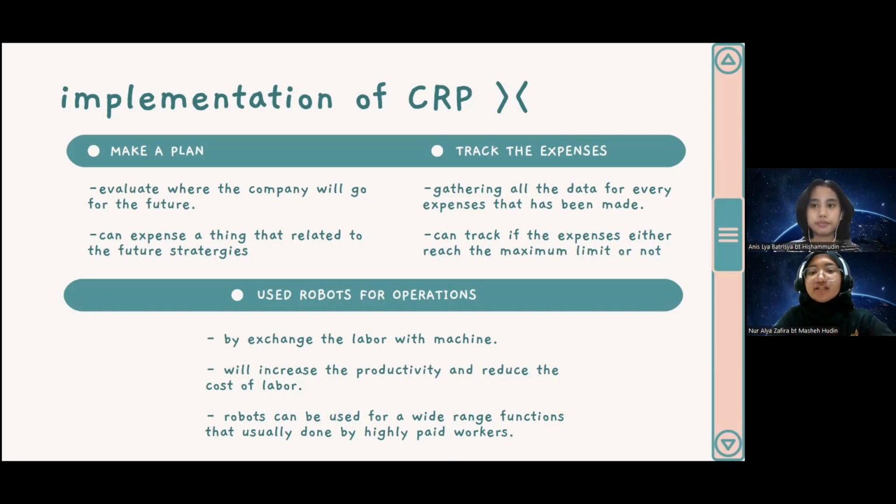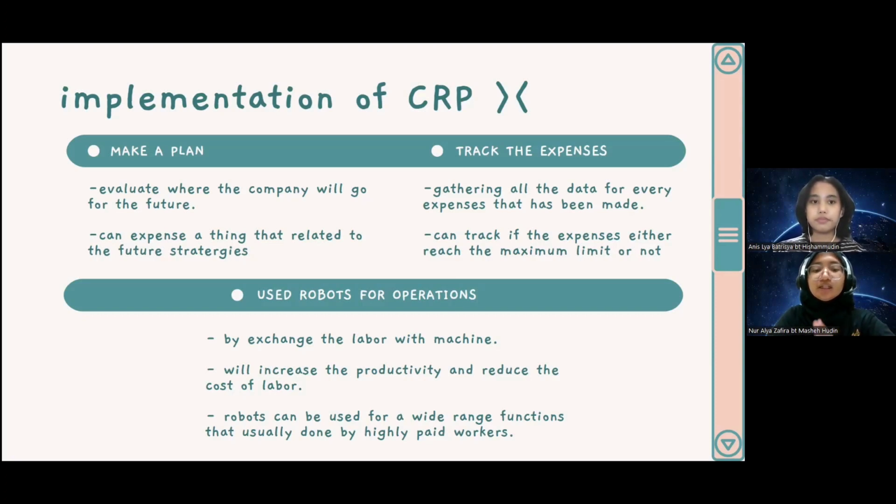For the next point, the company can track the expenses by gathering all the data for every expense that has been made. For instance, they can track whether the expenses have reached the company's maximum limit or not. So whenever the expenses have reached the maximum limit, for the next production, the company should reduce the limit to the budgeted production. So for the last one, the company can use robots for operation.